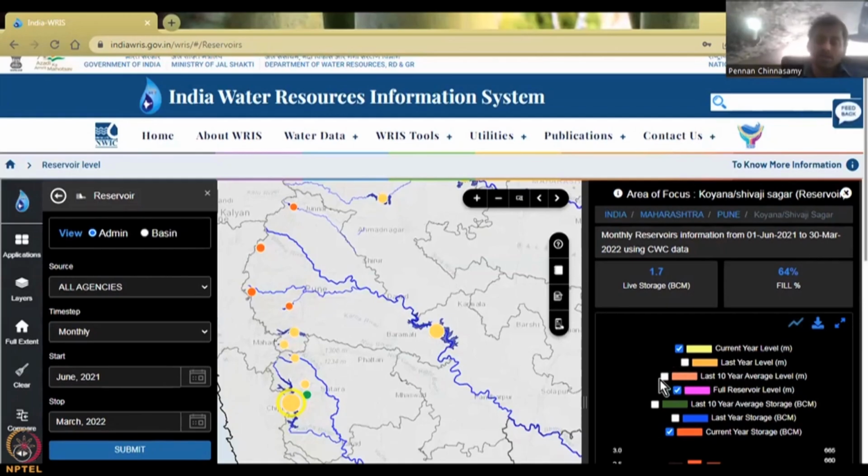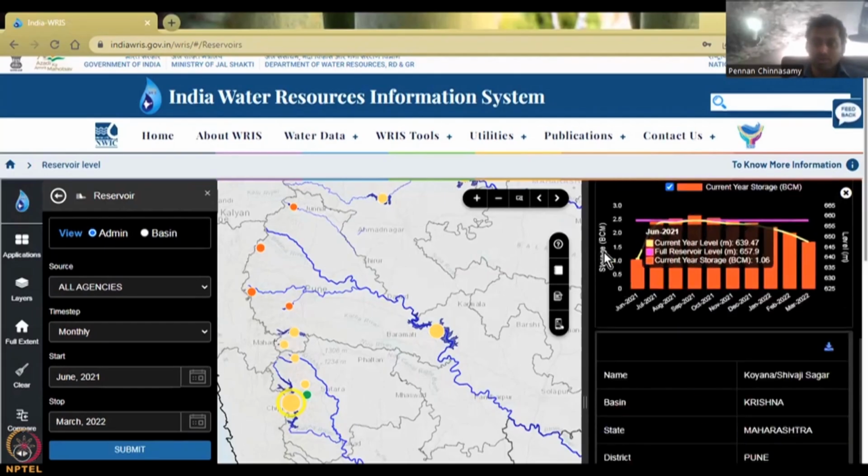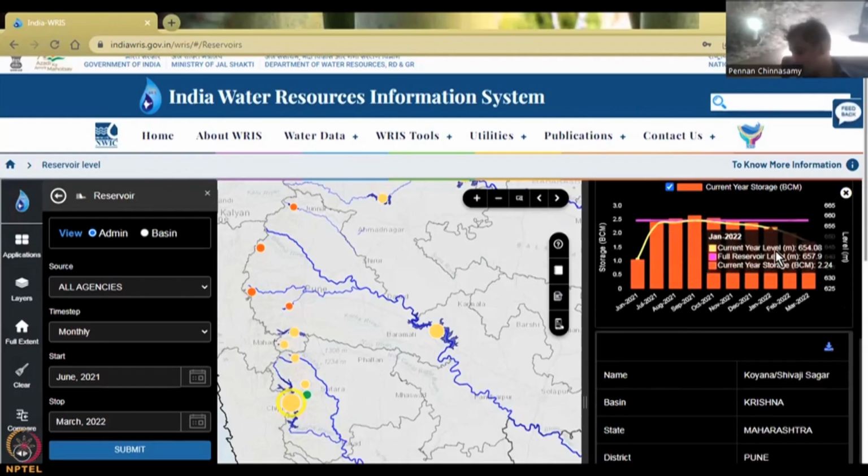So you have the last year data, the last 10 years data, and then the rainfall, the last 10-year average storage, and current storage. The level is also given at the bottom. You have the storage on your left axis, and the right axis has the level in meters. Above this level it doesn't go up because the full reservoir capacity level is given at around 655, okay, 657.9 is the total reservoir capacity.